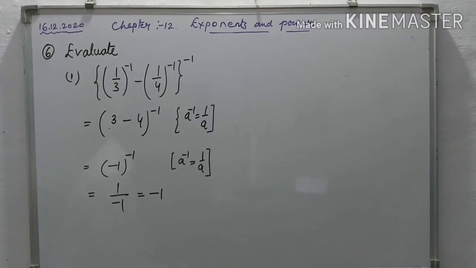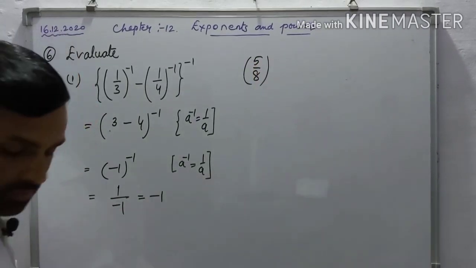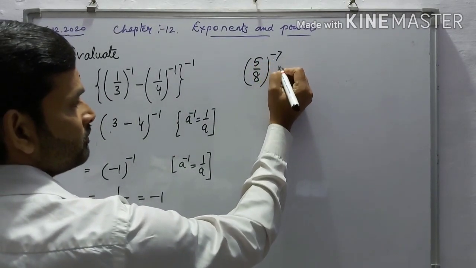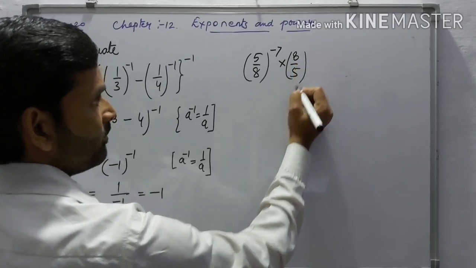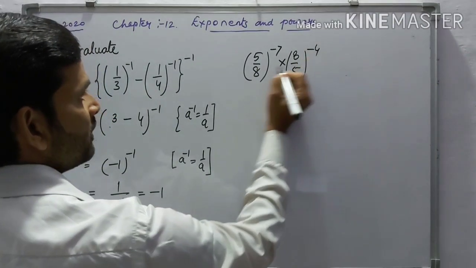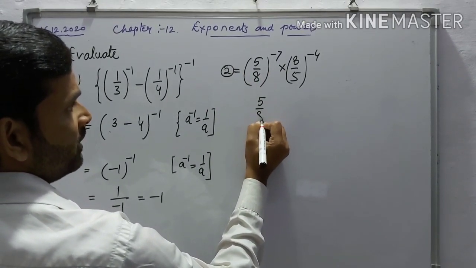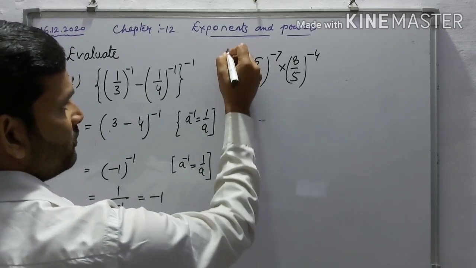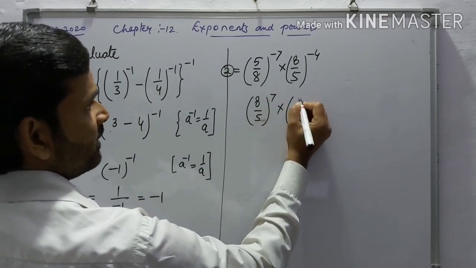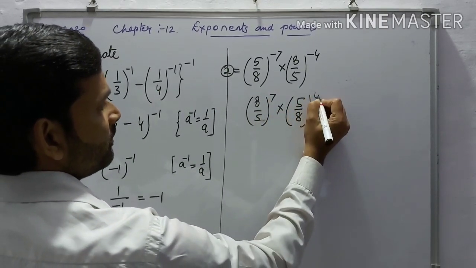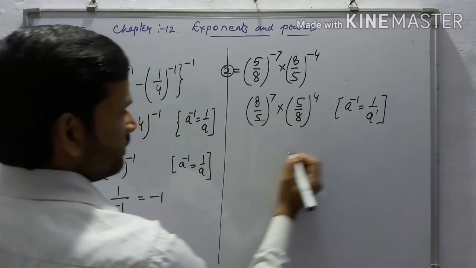The next question is (5/8)^(-7) × (8/5)^(-4). This is the second question. The power minus 7 means (5/8) changes to the inverse form, which is (8/5)^7, into (5/8)^4. We use a^(-1) = 1/a.